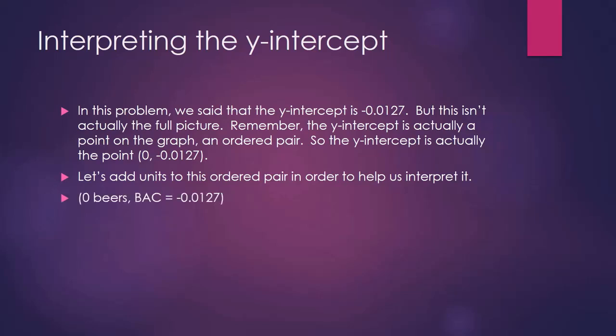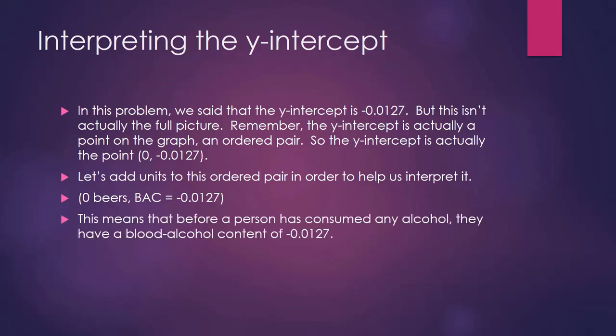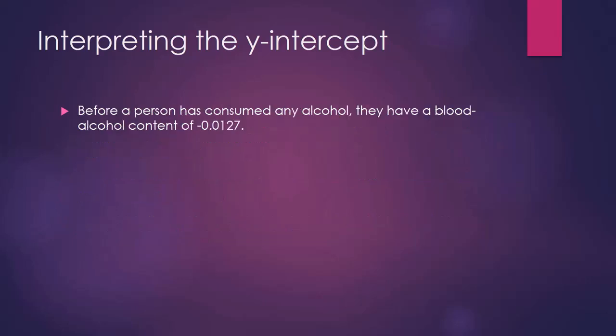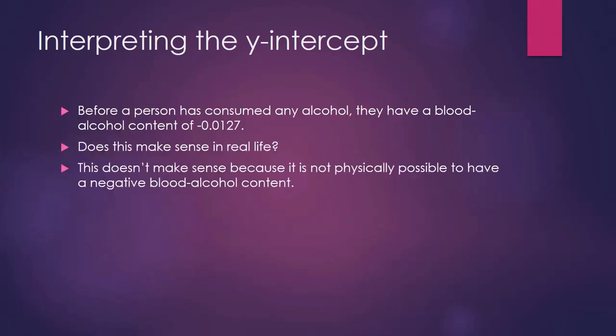The first 0 is the x value, which is the number of beers. The second value, negative 0.0127, is a person's blood alcohol content. This means that when a person has had 0 beers, or before they have consumed any alcohol, they have a blood alcohol content of negative 0.0127. Let's pause a minute and think about what that means. Does this make sense in real life? It doesn't, because it's not physically possible to have a negative blood alcohol content.